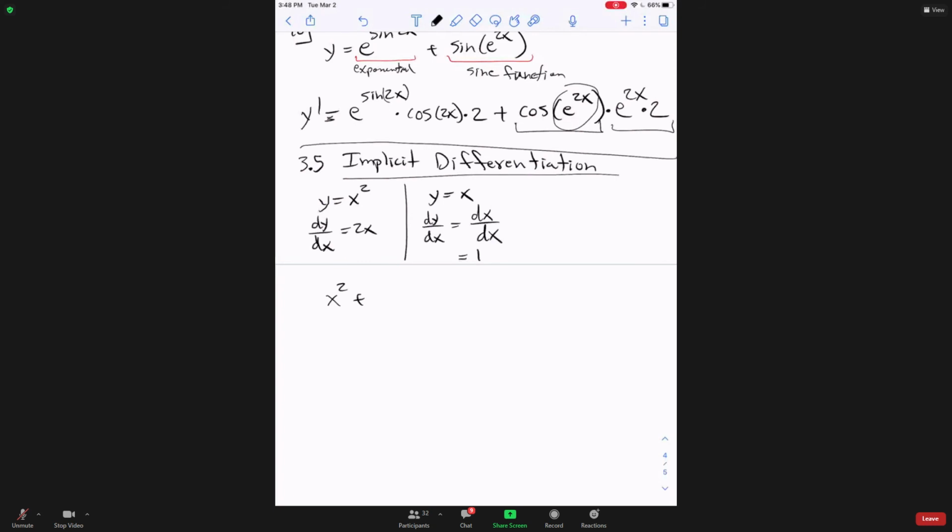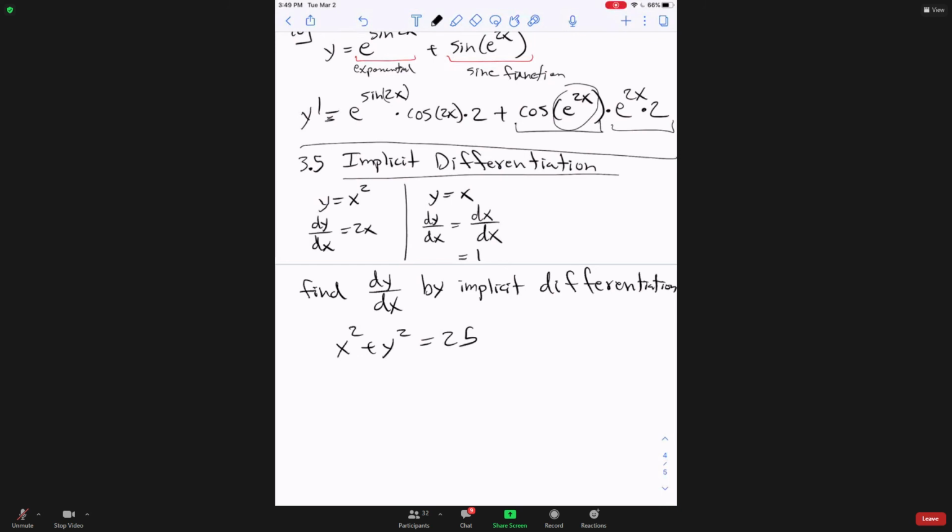Now we're going to do implicit differentiation. So find dy over dx by implicit differentiation. It's implicit because it's not in the form of y equals something like you're used to, or f of x equals. It's going to be some equation, everything mixed together like that. x squared plus y squared equals 25.